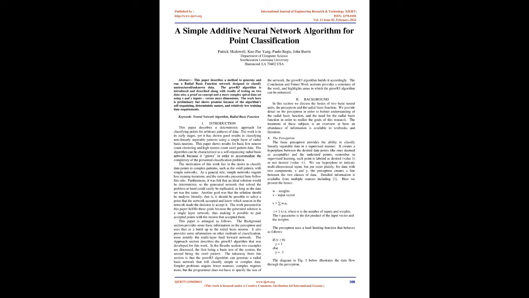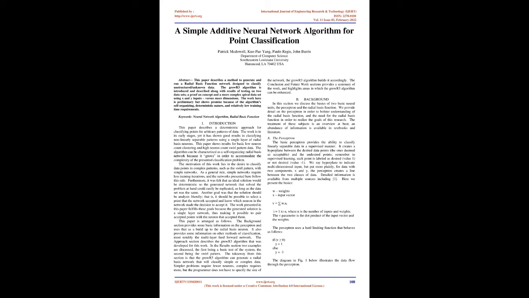Introduction. This paper describes a deterministic approach for classifying points for arbitrary patterns of data. The work is in its early stages, yet it has shown good results in classifying nonlinearly separable patterns using a single layer of radial basis neurons. This paper shows results for basic low neuron count clustering and high neuron count swirl pattern data. The algorithm can be characterized as a self-organizing radial basis network because it grows in order to accommodate the complexity of the presented classification problem.